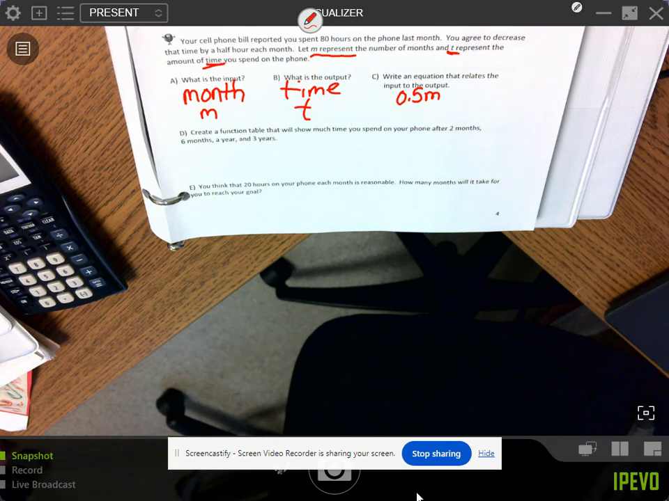Kaylin, what do you think? Would it be m equals time divided by 1.5? So, remember, our output is the x or the y. The output is the y, the input is the x. So we're going to start with t equals, because that's our output, is our time.